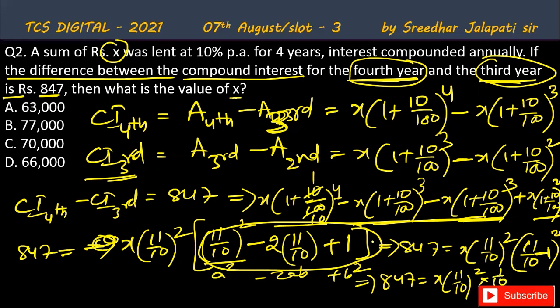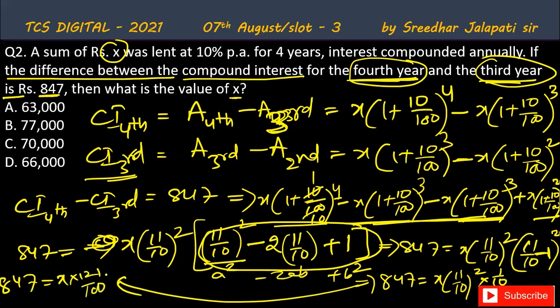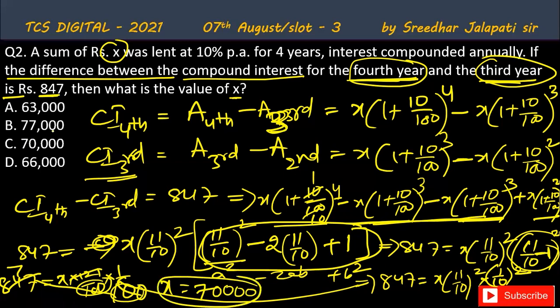So on further simplification, this becomes 847 is equal to x into 11 by 10 whole square, which is 121 by 100, into 1 by 10. 121 7 847. So on cross multiplication, by the way, 100 into 10 is 1000. So x is equal to, you will get it as, I think I missed one 0 here. Yes, a minus b whole square. This is whole square, sorry. A minus b whole square, so whole square. So this is 100. You will get one extra 0. So total 70,000. The value of x is 70,000.